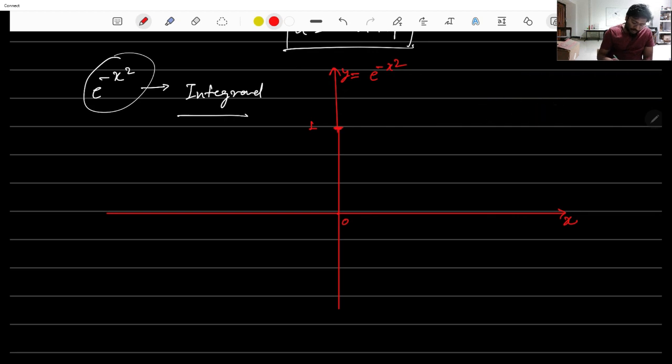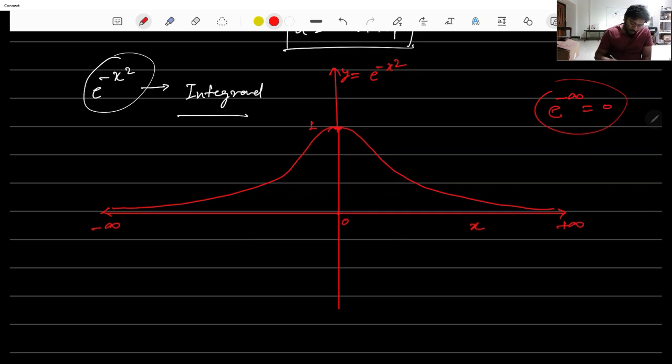Okay. And if you increase the value of x, e to the power minus infinity is 0. Since it is x square, whether you go to the minus x side or the plus x side, in both cases x square will be positive, and there is a minus sign in front of x square. That is why if you go to minus infinity or plus infinity, in both cases the integrand becomes e to the power minus infinity, which is 0. So the behavior of the integrand looks like this.